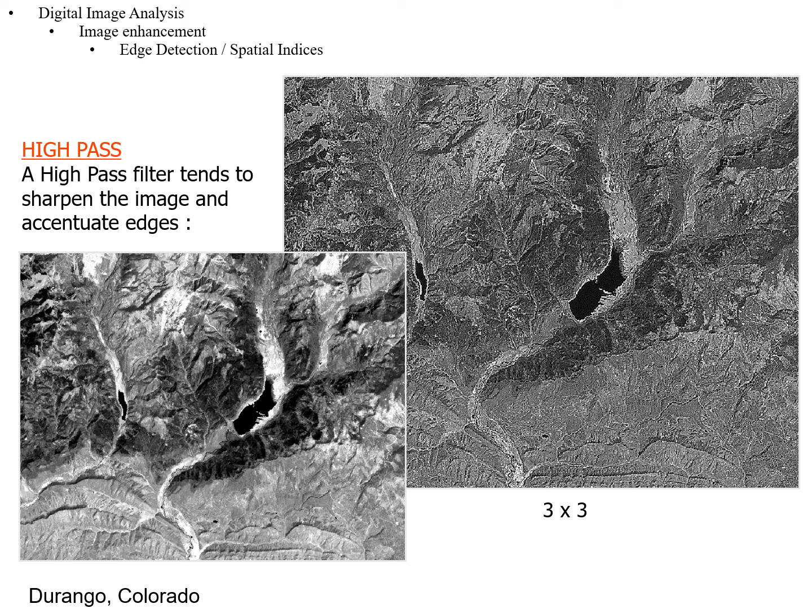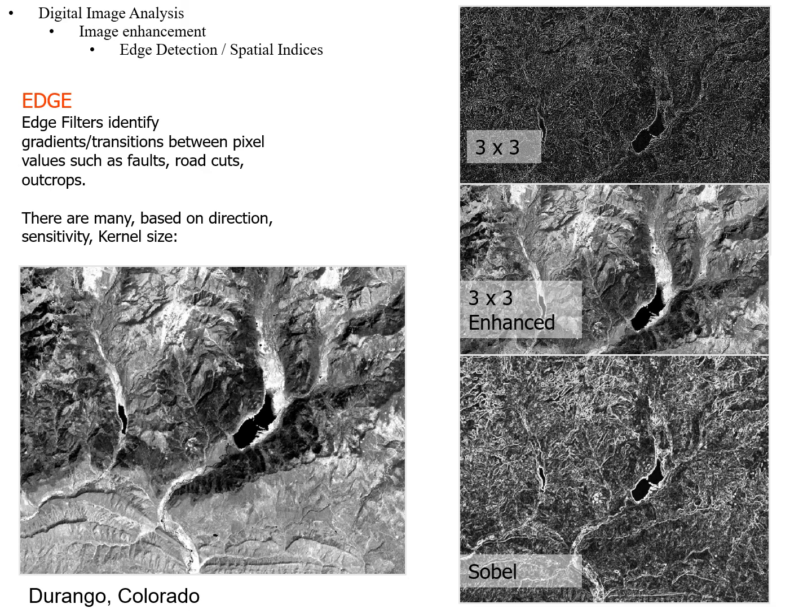High pass image. So again, the original image to the left, and then to the right, we have the high pass image. And so you get higher values wherever you have spatial variability. And then edge filters. They're going to identify gradients or transitions between pixel values, road cuts, outcrops, edges of forest stands. There are many, many different approaches to this based on the direction of the edges that they consider, the sensitivity to edges, and then the kernel size that you use.